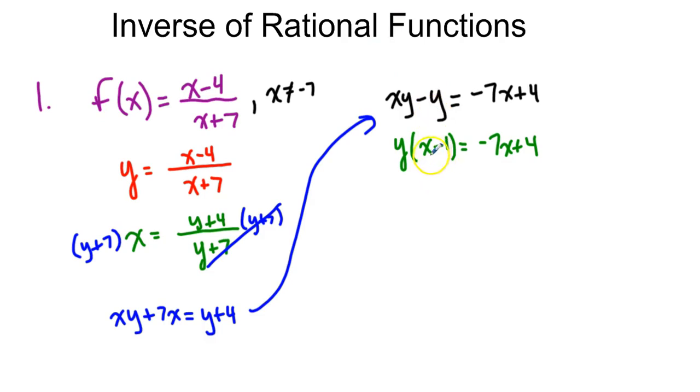If a student still wasn't sure how to undo this multiplication, what advice would you give them? So now I would divide both sides of the equation by x minus 1 in order to get y by itself.